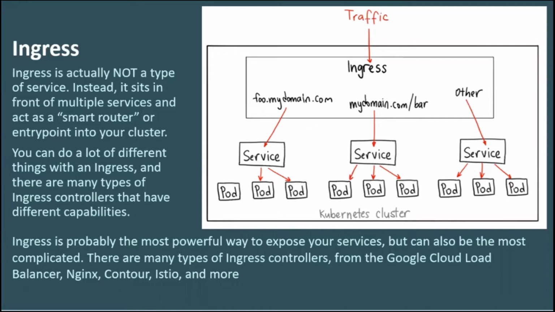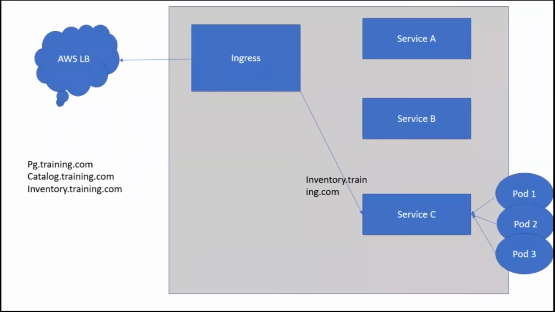So what really happens in Ingress is there will be an additional component installed on the Kubernetes cluster. So this is my Kubernetes cluster. For the Ingress there will be a load balancer configured. This load balancer is going to give me a public URL, right? So I can put a DNS entry like paymentgateway.training.com, catalog.training.com, inventory.training.com. When I call the load balancer, the traffic will be forwarded to Ingress.